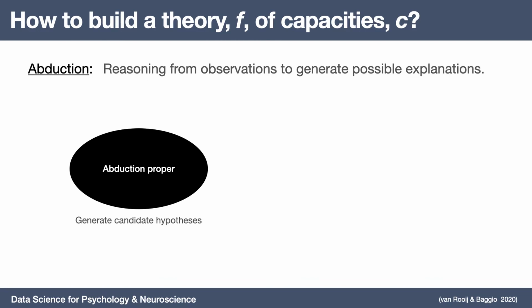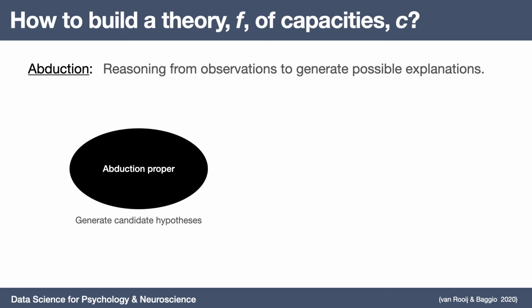So how do we build a theory, which we'll call F, of capacities, C? Van Rij and Baggio argue that we should use the process of abduction, formal abduction, which is simply reasoning from observations to generate possible explanations. It's generating hypotheses.